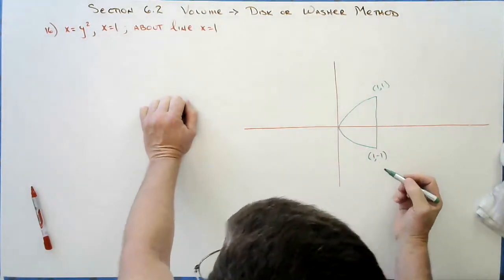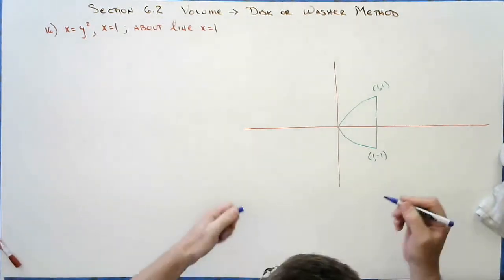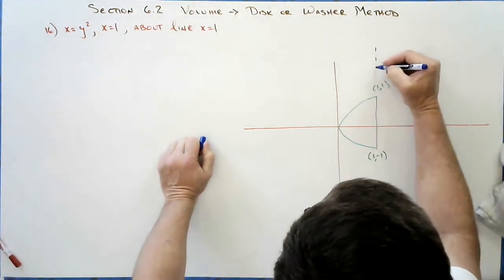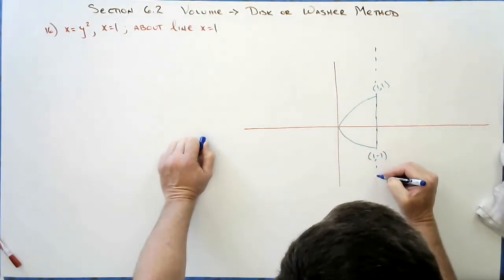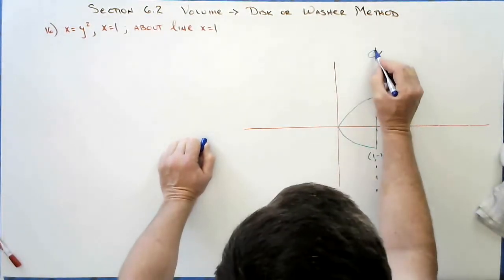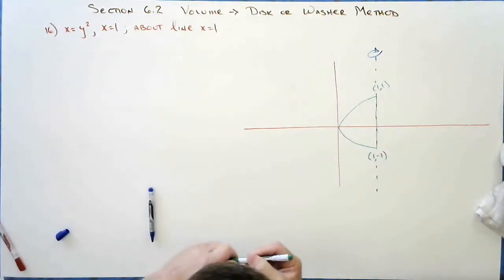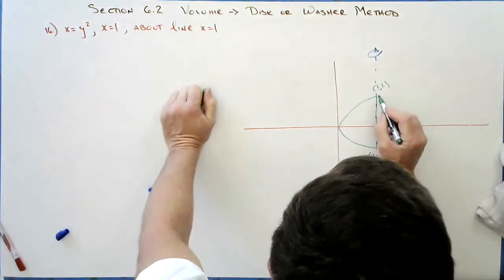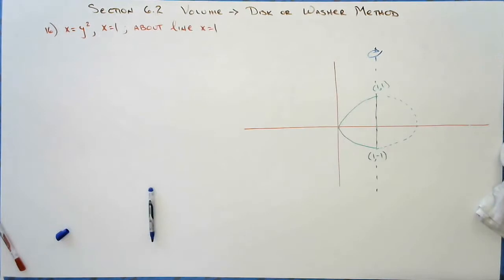Now they want us to spin this, right? They want us to rotate this about the line x equals 1. The line x equals 1 is right here. So that's our axis of rotation. Our corresponding piece, when we spin this around, is going to be this parabola right here.